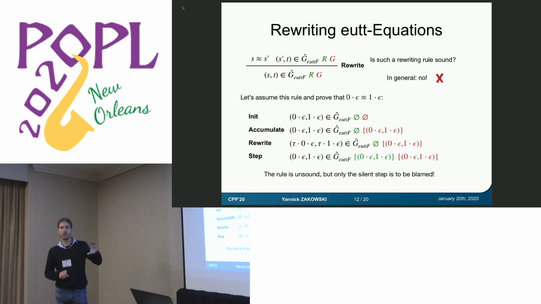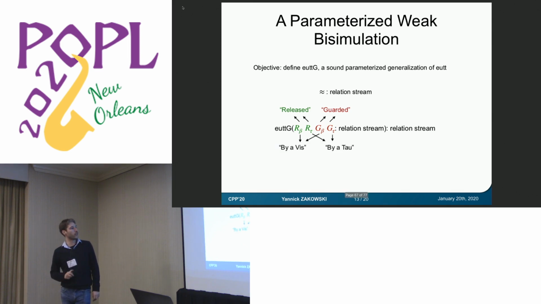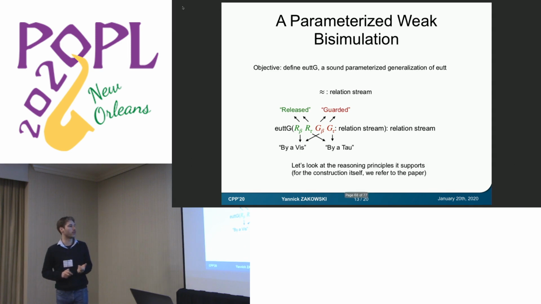So the point of our approach is to capture this intuition. And the way it works is to say, let's have a generalization of EUTT the same way we had a generalization of Paco. So the equivalence up to tau was a relation of streams. Let's define EUTT-G, generalized, that is parameterized by 4 notions of information. So 4 is a bit much, but the intuition is fairly simple. Just to say you still have released information and guarded information, but you also have a distinction between whether it has been released by going under a tau step or released by going under a visible step. And we will exploit this distinction to recover a sound principle.